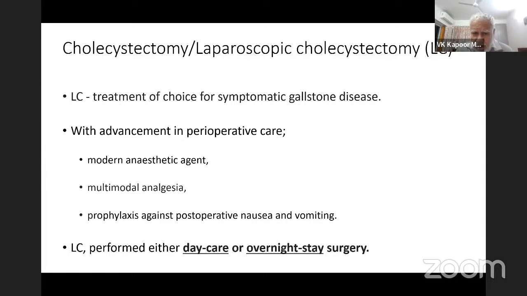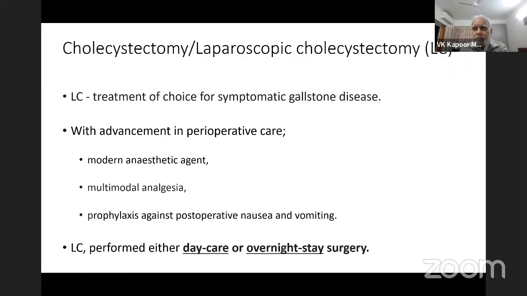So the issue here, which Kailash wanted to highlight, was that since it has become a routine, since almost everybody is now doing laparoscopic cholecystectomy with better and better anesthesia and perioperative care, the recovery is getting even better and faster. And therefore, many groups are now practicing lap chole as a daycare surgery. Patient comes in the morning, goes home in the evening, doesn't even stay overnight.